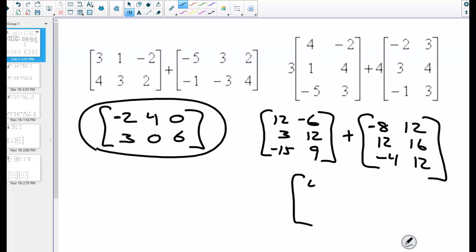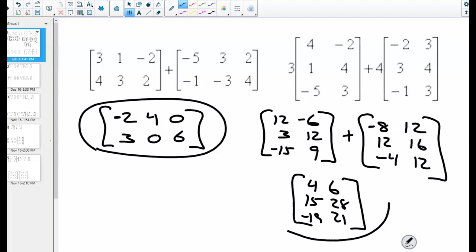12 and negative 8 is 4. Negative 6 and 12 is 6. 3 and 12 is 15. 12 and 16 is 28. Negative 15 and negative 4 is a negative 19. And 9 and 12 is 21. And those are our answers to the first two.